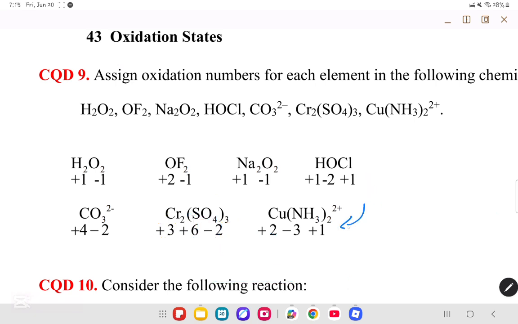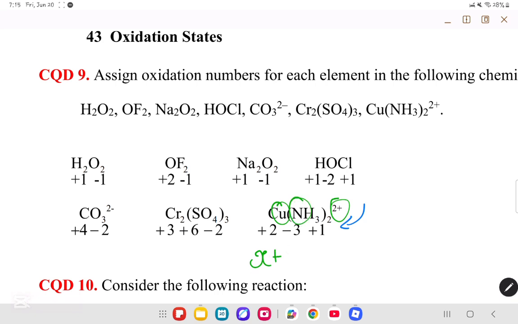And same exact thing goes for this one. You could separate them into their ions. But this is going to be a bit more complicated. Why? Because we have a charge. So in this case, this is a case where you'll have to use your senses, and you have to solve it normally. So x for Cu plus N.